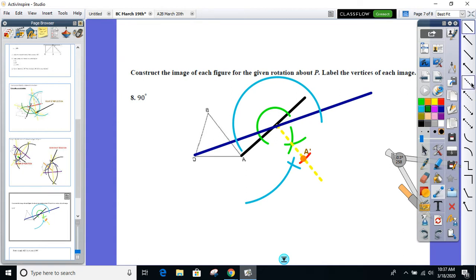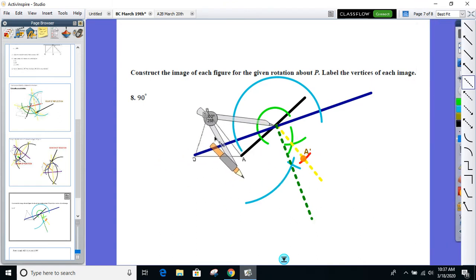I'll go dark green here. Line it up with P in your straight edge. Draw it through. Now that's 90 degrees. That looks pretty good. 90 degrees right here. All right. Distance doesn't change, everyone. Measure the distance from P to C.